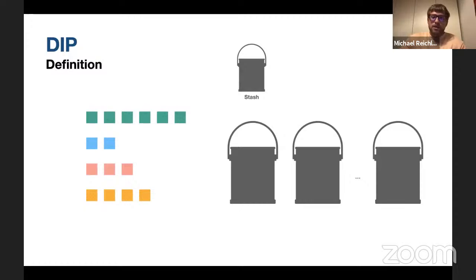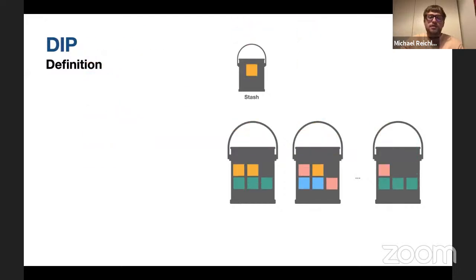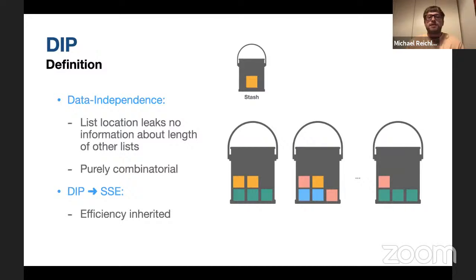Well, basically, we identify an underlying allocation problem, as is common also in locality-based SSE schemes. And a solution to this we call DIP, so data independent packing. What we want to do here is we have lists that match a keyword, or lists, in this case, in different colors. And we want to allocate those to a bunch of buckets and a stash potentially. And data independence in this case means that the list location, so where we store the list, in which bucket, should not leak information about the length of other lists. And we model this in a purely combinatorial way. So this follows quite straightforwardly, just by definition. And how can we use this?